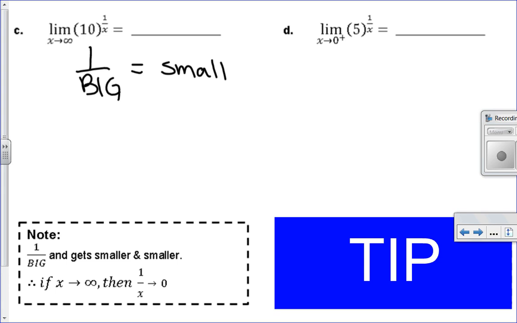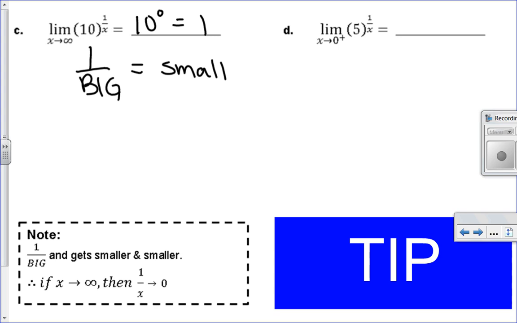So here's my tip for you. As x approaches infinity, 1 over x approaches 0 because it's a really, really small number. And we know that 10 to the exponent of 0, not 0, sorry, 10 to the exponent of essentially 0 is equal to 1. So this limit has a y value of 1. Let's look at the next one.